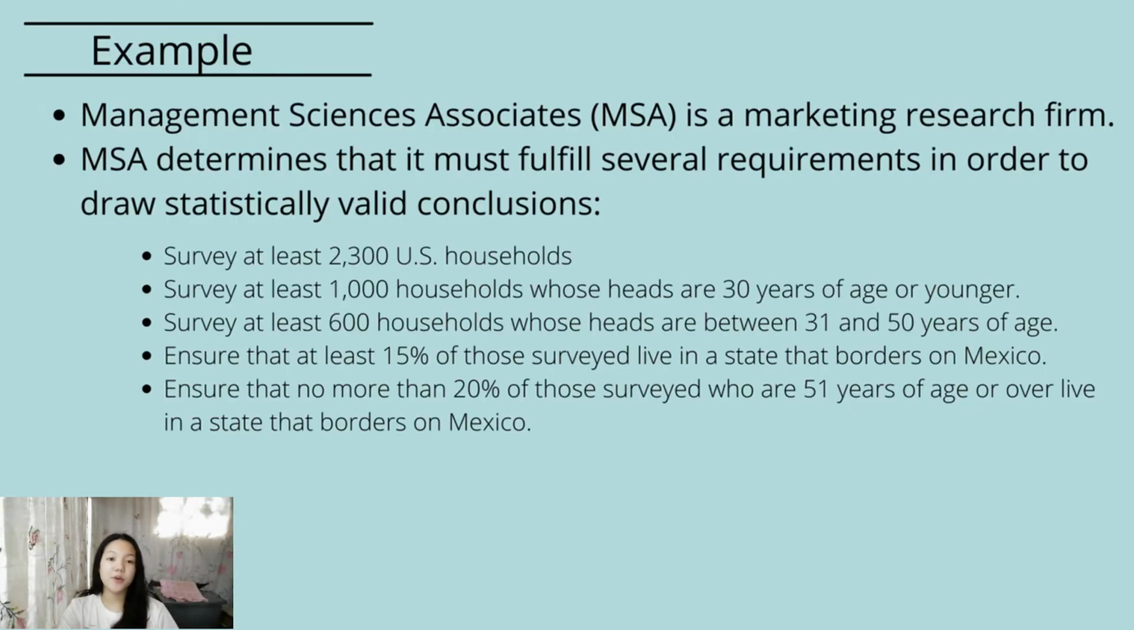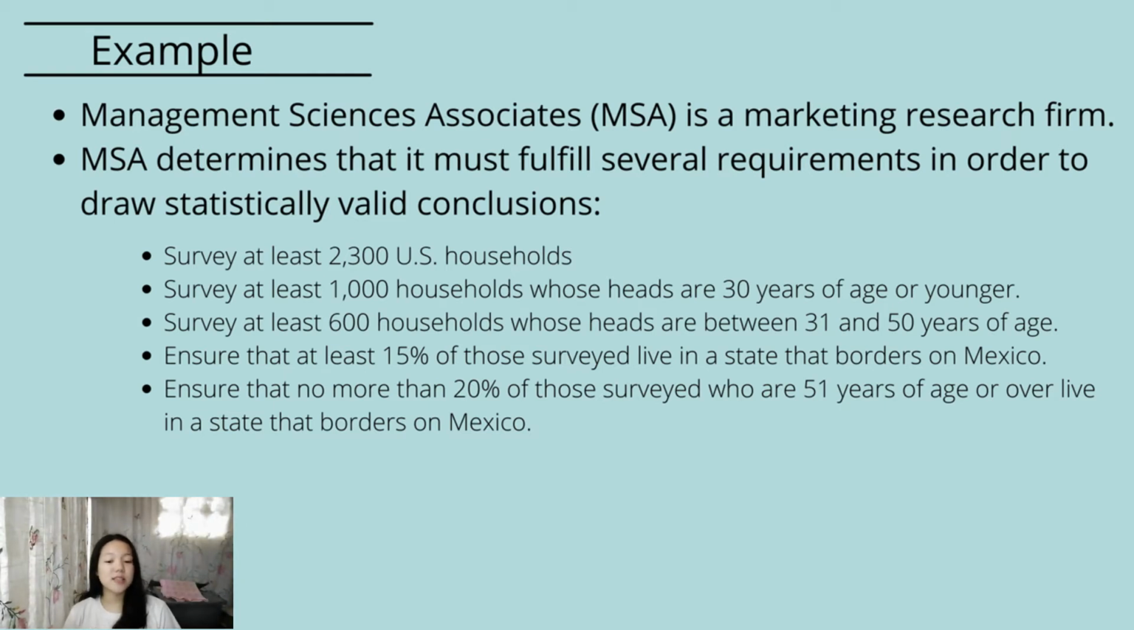So let me give you a real life example of it. Here is Management Sciences Associates, which is a marketing research firm. Here are the requirements needed to be achieved in order to solve for its missing piece. The MSA determines that it must fulfill several requirements in order to draw statistically valid conclusions. So in order for it to be valid, these should be followed.